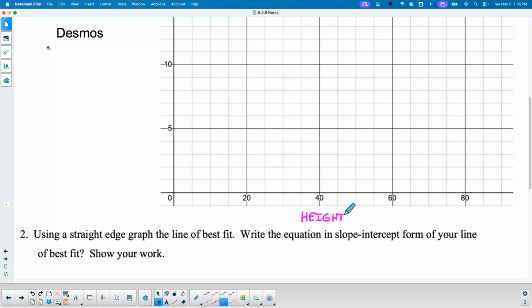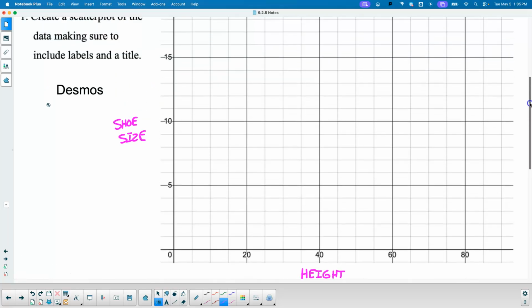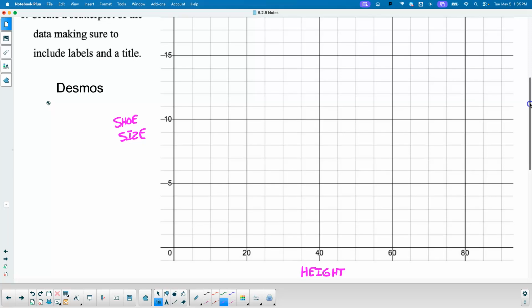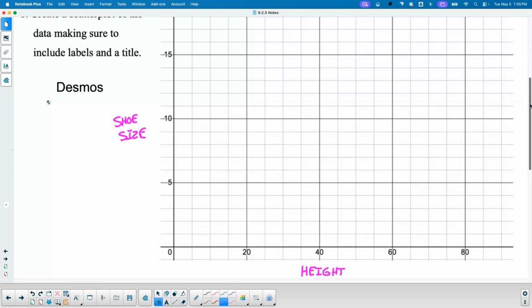So we'd have height down there, which leaves what for the vertical? Shoe size. So we should for sure label that. So now we know what our scatter plot is actually talking about. Okay, so the first one, we're not there yet. All right, stay with me. So the first one has a height of what and a shoe size of what?